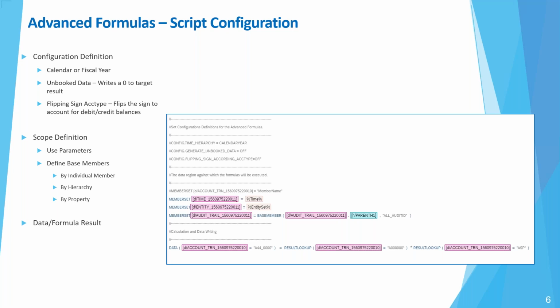If there's a reason or where we need to switch account, ignore account type. So where we can flip the sign in certain cases, you may want to be able to do that for your calculations. So those are more on the configuration side.